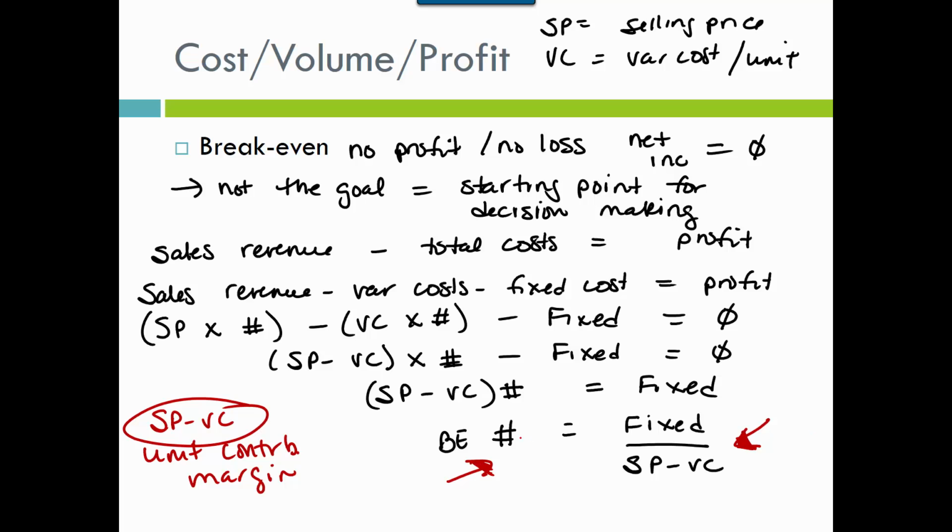So the number of units I have to sell to break even can be determined by taking the fixed cost divided by the selling price minus the variable cost, or the UCM. Everything I sell beyond that, I start making profit. So this is how many units I have to sell just to cover my fixed costs. Once I've got those covered, everything is profit. And this tells me the profit per unit. The contribution margin tells me the profit per unit after I've covered my fixed costs.